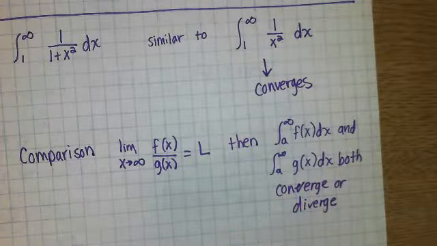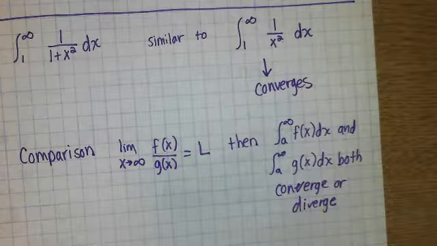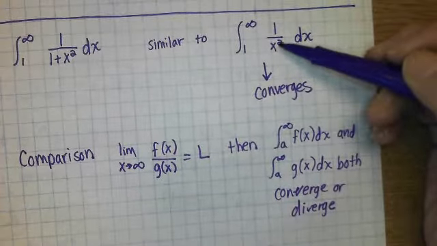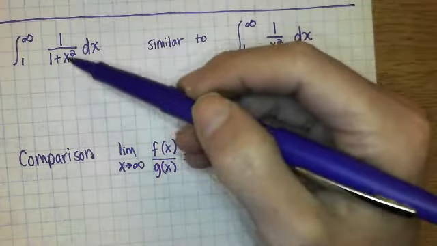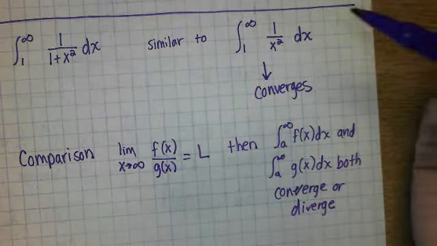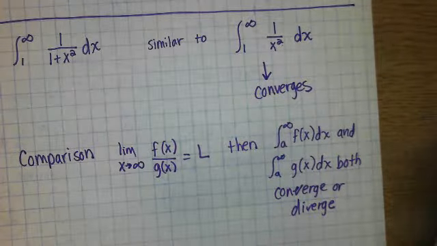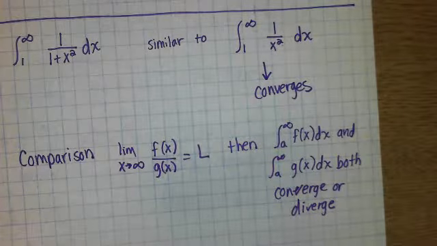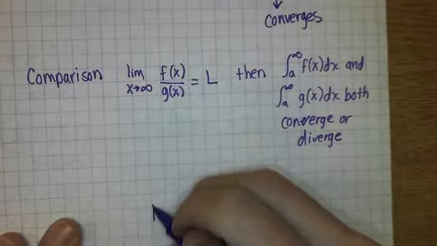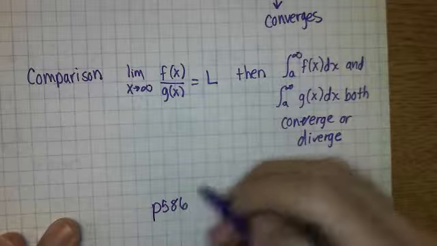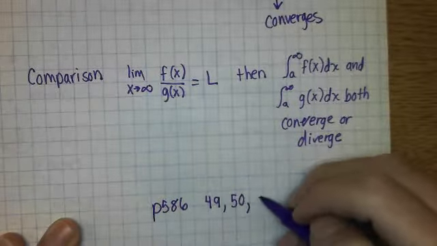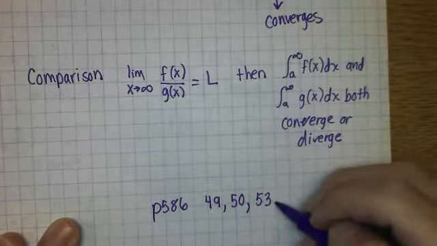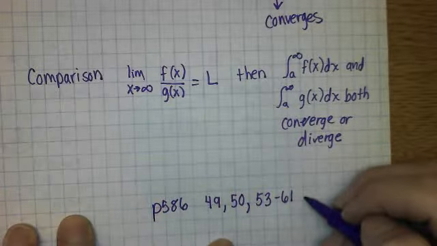And so if we get it close to something that we know, we can also do a comparison and say, hey, this one is converging, and this one is really similar to it, so therefore it will converge as well. We're going to try to do that on the following problems. We're going to be on page 586. I'd like you to include the ones that we just did, 49 and 50, and then I want you to try using that for 53 to 61 odd.